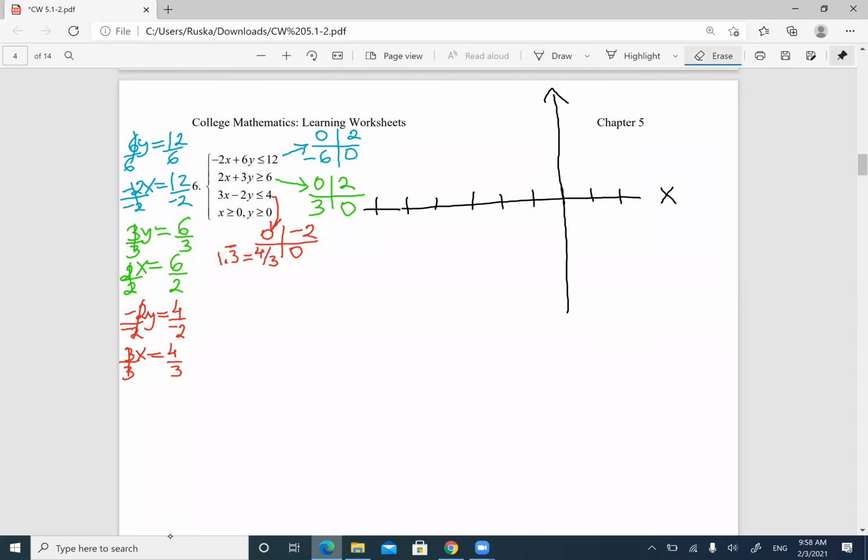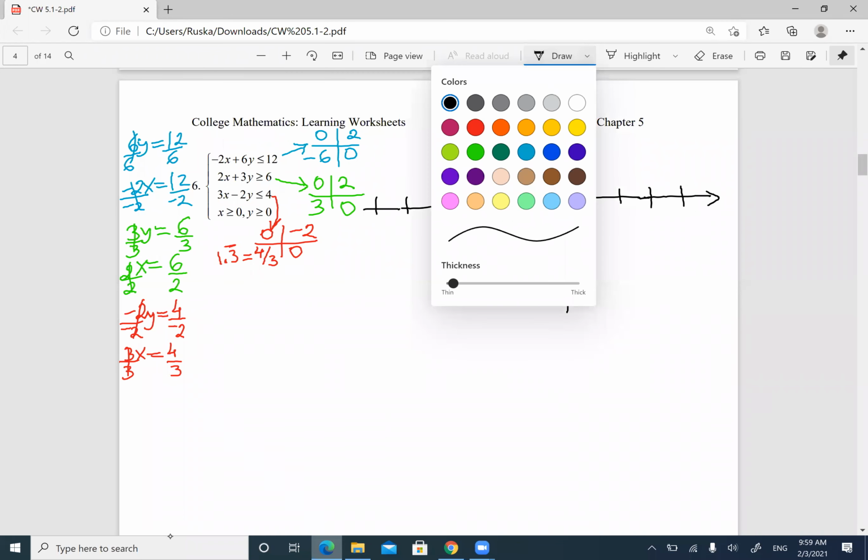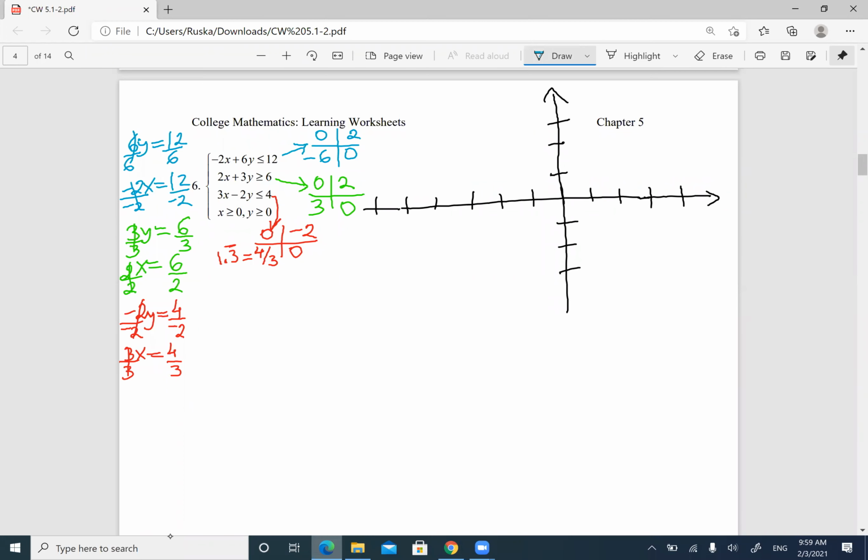So when you graph, you kind of want to see the numbers first and be careful where exactly it's going to be. Okay, so we have 0, 2 is right here. So I have 0, 2. Let me draw the blue line first. 0, 2, and then -6. 1, 2, 3, 4, 5, 6.